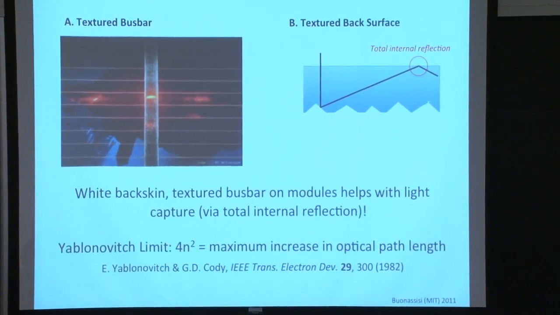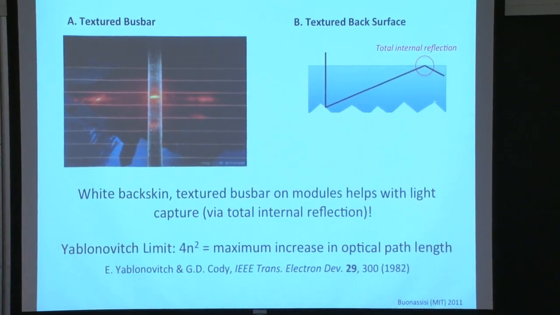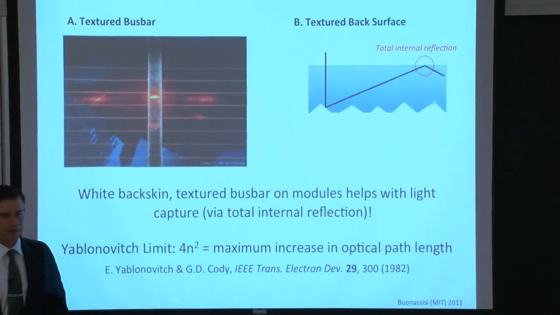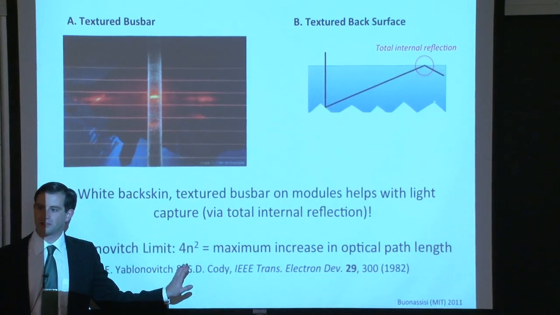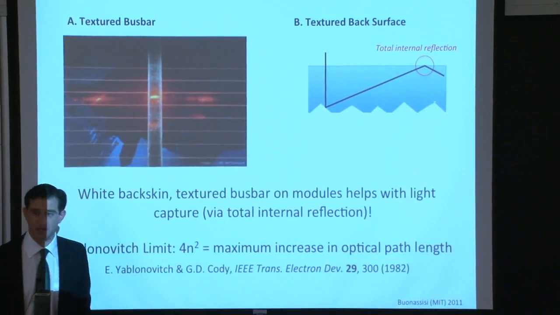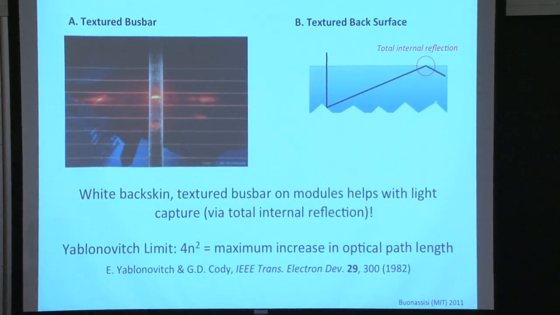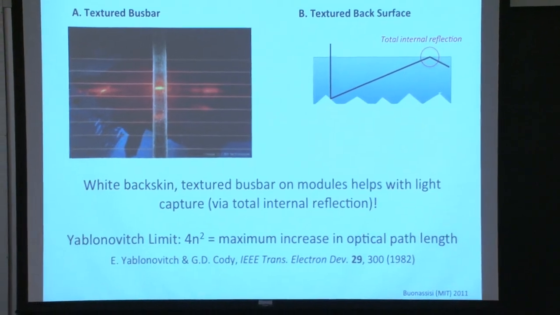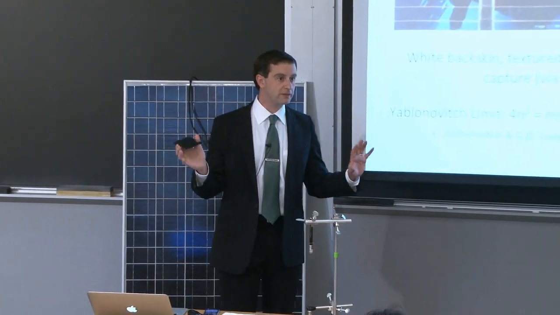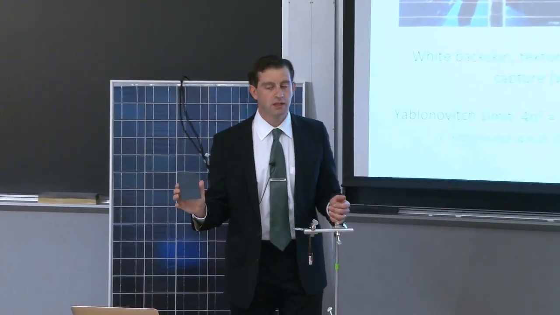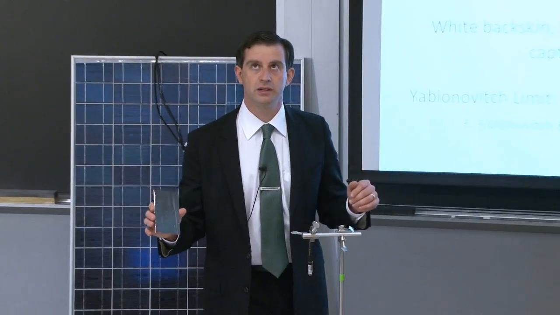And that Yablonovitch limit, to this day, is a pretty good litmus test for the ability of a material to trap light. So if you have silicon, for instance, with a refractive index of, let's say in the infrared, somewhere around 3.6, your Yablonovitch limit is around 50, which means that you can increase the optical path length by a factor of 50 relative to the thickness of your material. If you have an organic material, which has a refractive index typically of around maximum 2, then that would be 4 times 2 squared, 16, somewhere in that range.